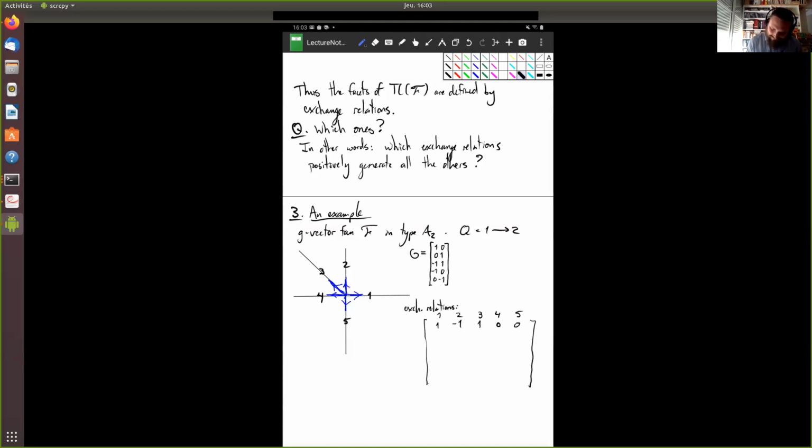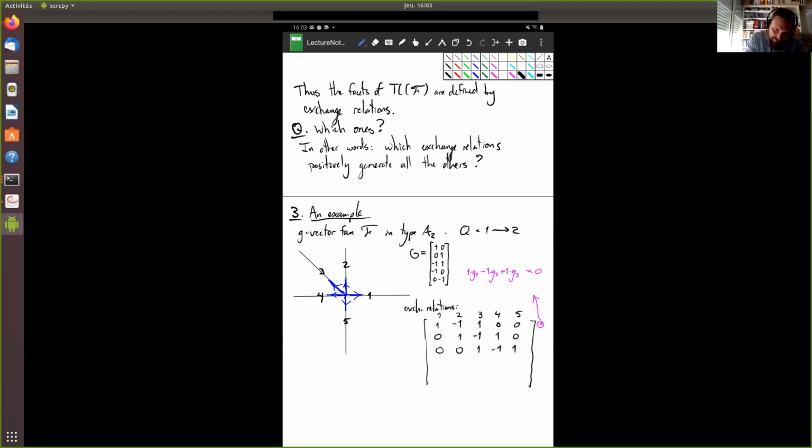So maybe what I really want to say here is that 1 times the G vector at 1 minus 1 times the G vector at 2 plus 1 times the G vector at 3, this is 0. And then I do this for every pair of adjacent cones. I only have 5 here, so it's easy to write them all. Let's see. So I can mutate 2 into 4, so I get 1, minus 1, 1, 0, 0. Then I can mutate 3 into 5. I get 1, minus 1, 1, 0 everywhere else.